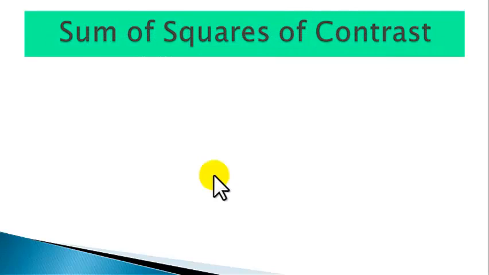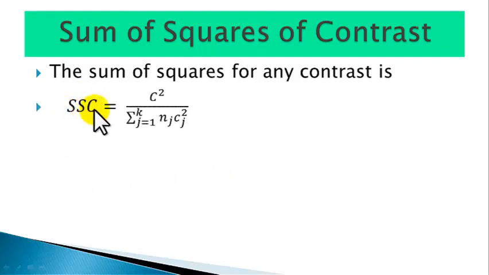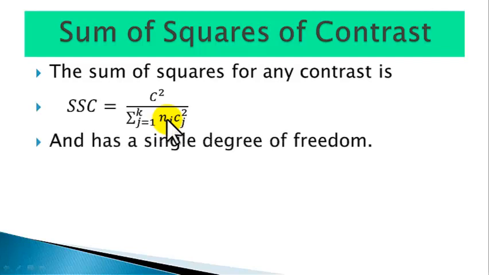Sum of squares of contrast. The sum of squares of any contrast is defined as: sum of squares of contrast C is equal to C squared all over sum as j goes from 1 to k of nj Cj squared, where nj is the number of observations under treatment j and Cj is the contrast coefficient of treatment j. We note here that the sum of squares of contrast has a single degree of freedom.